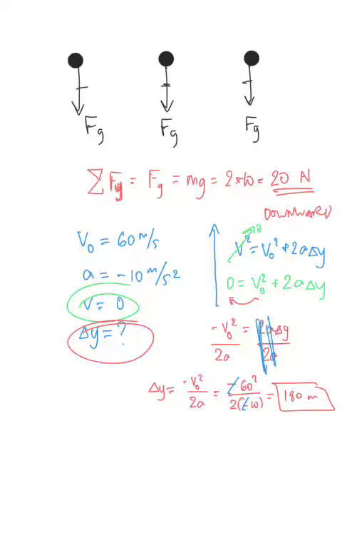Part D, as the rock is moving upward, will its speed be equal to half of its initial speed? Remember, the initial speed was 60 meters per second, so half of the initial speed is 30 meters per second. So it's saying, will the speed of the rock be 30 meters per second when it is halfway to the maximum height? So if we look at this arrow I drew earlier, halfway to the maximum height, is the speed going to be 30 meters per second right here?